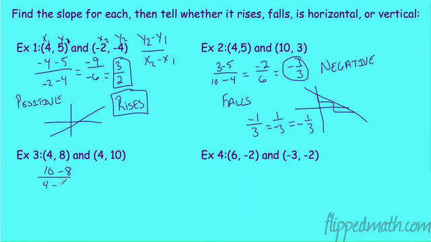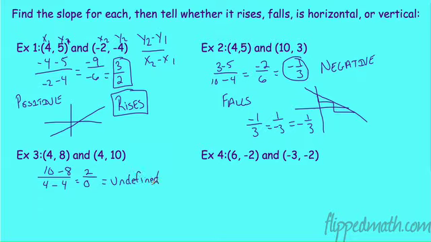x2 is 4 minus x1 is 4. 10 minus 2 is 10 minus 8 is 2. 4 minus 4 is 0. I'm not allowed to divide by 0. There's no groups of 0 and 2, so remember that is undefined.